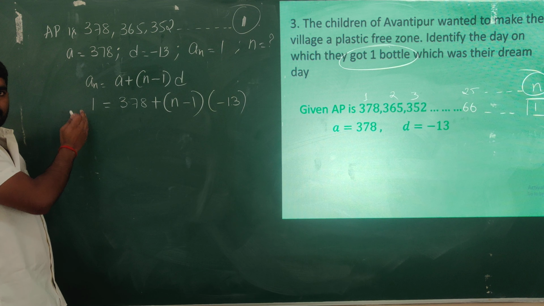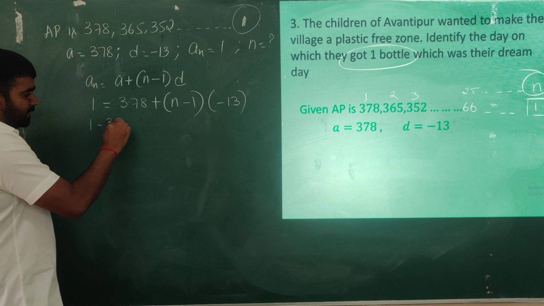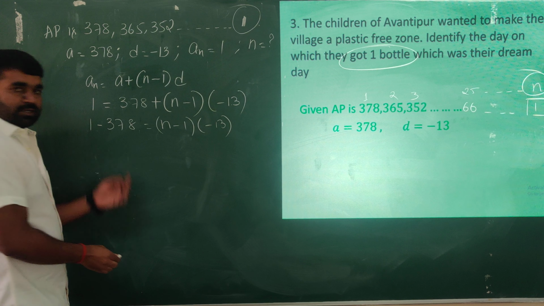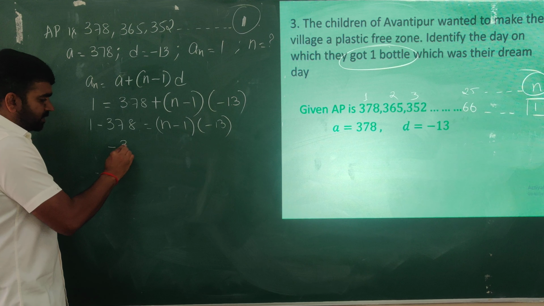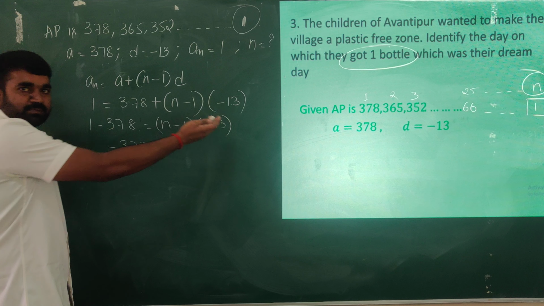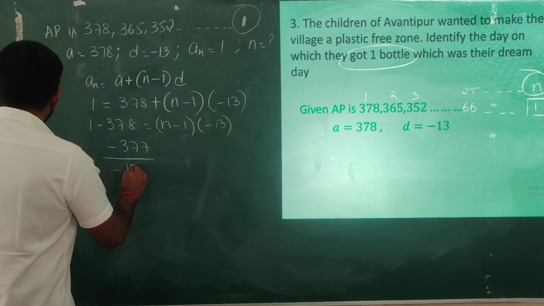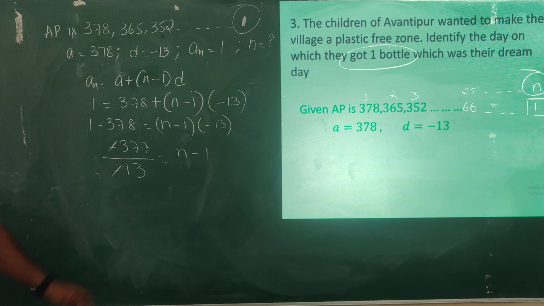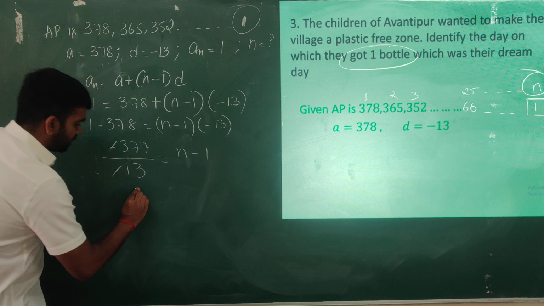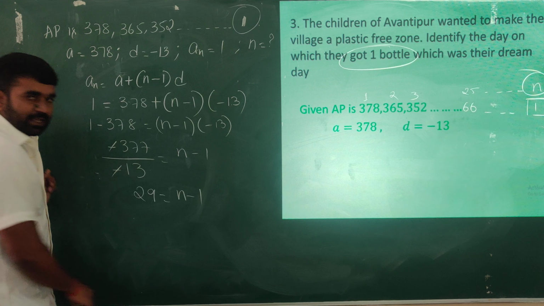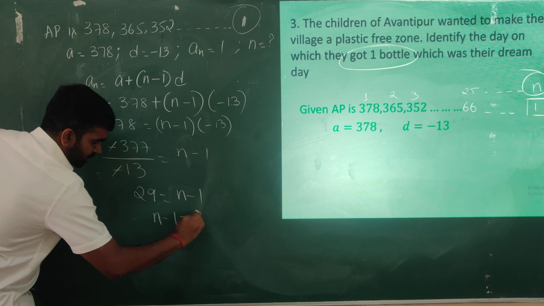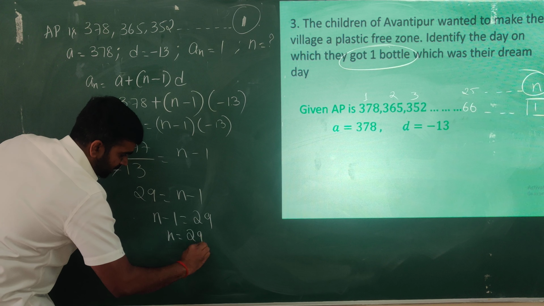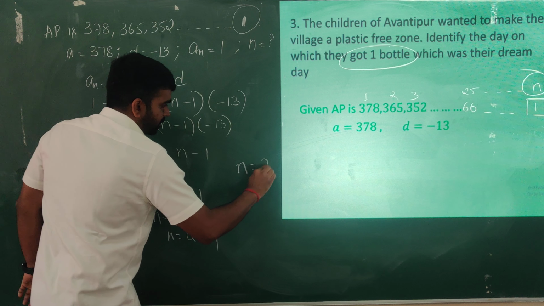Okay, so 378, you transpose it to the LHS. 1 minus 378 is equal to n minus 1 into minus 13. So 1 minus 378 is minus 377. So transpose minus 13 to the LHS, it will become divided by minus 13, is equal to n minus 1. Minus and minus we can cancel. 13 twenty-nines are 377, so 29 is equal to n minus 1. So n minus 1 is equal to 29. If we transpose 1 to the RHS, n is equal to 29 plus 1, n is equal to 30.